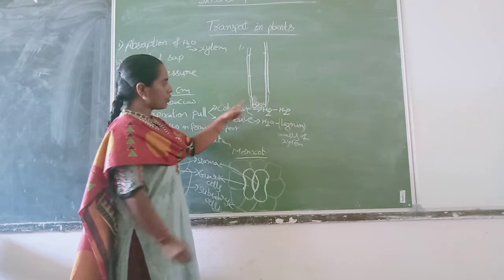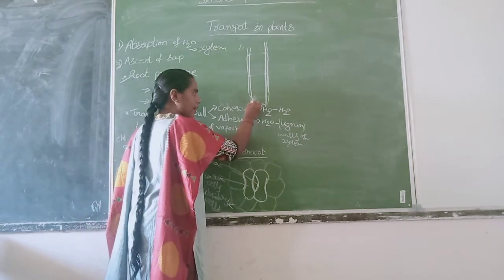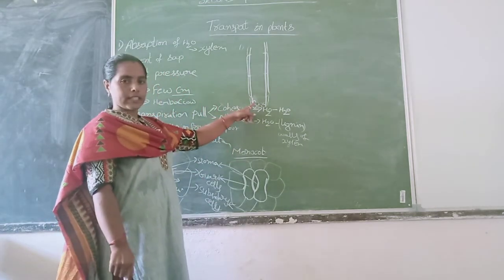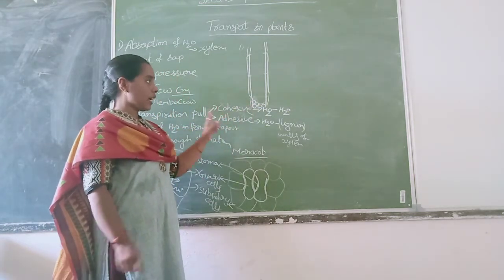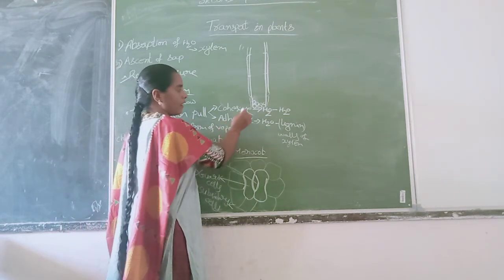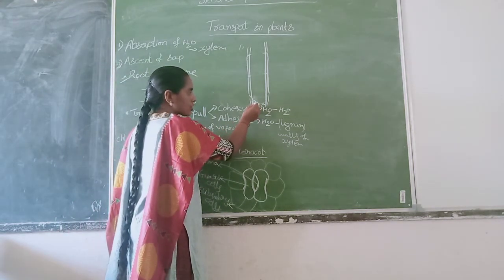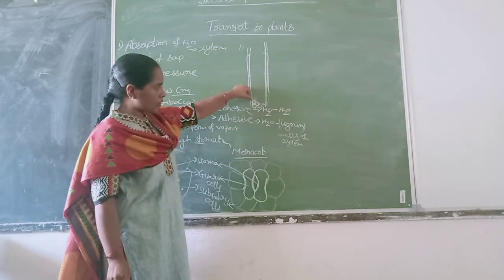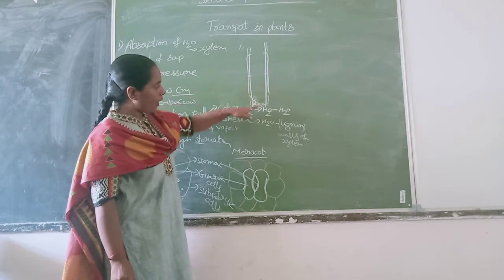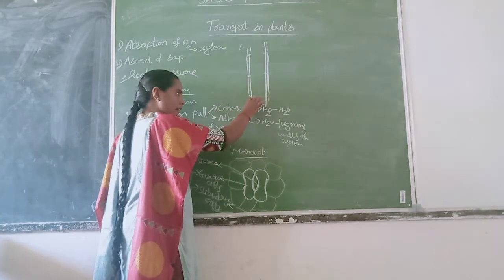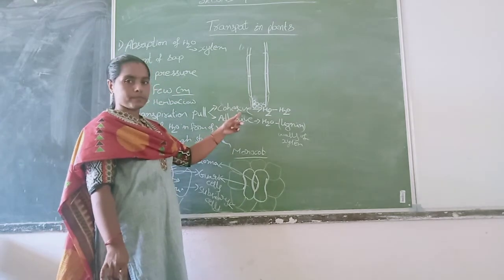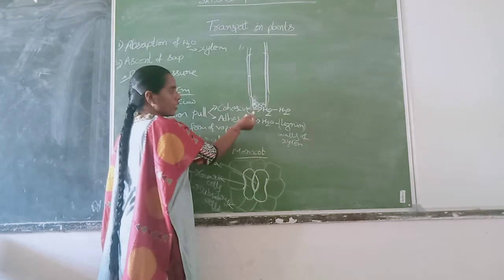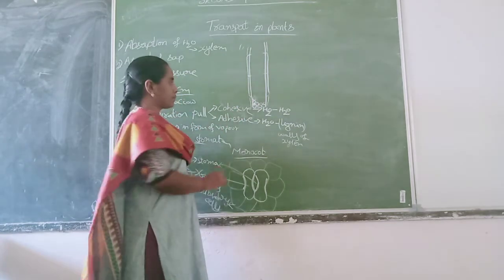This water molecule is attracted by the lignin wall and it binds with the lignin by the adhesive force. At the same time, the neighboring water molecules have cohesive force between them, so that when this one moves upward, the others also move along with it.